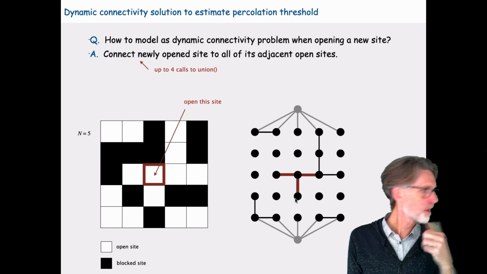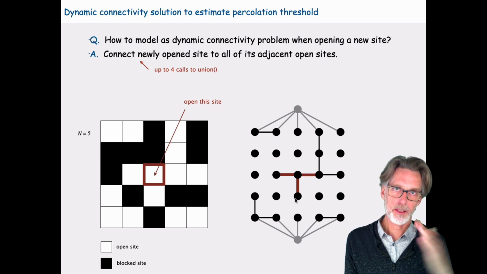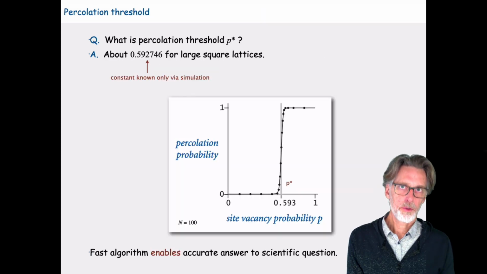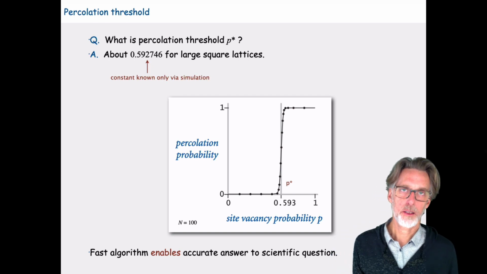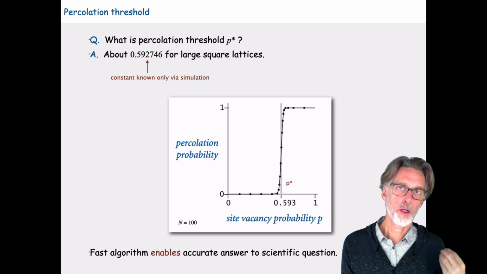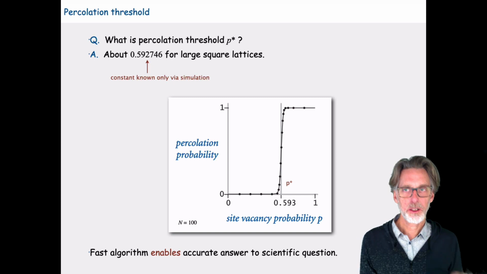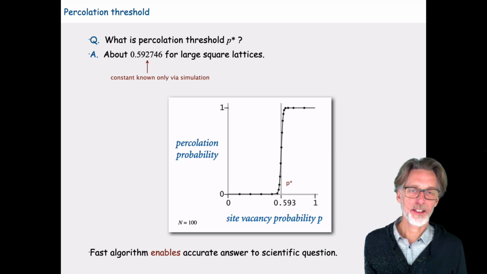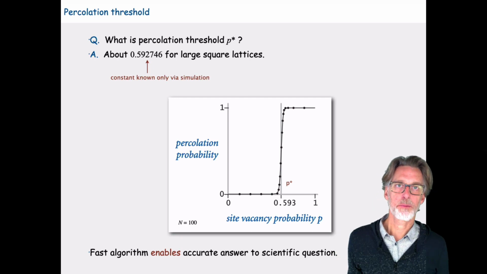We need to do 4 different looks. Note that we're not connecting diagonally here. We're just connecting up, down, left, right. Once you've finished your implementation, you can check it out and you can actually run the statistics file to see what the actual p star is for your particular simulation. And you'll find that it's around 0.59. So again, this is a constant that we don't know analytically, but we do know it via simulation.